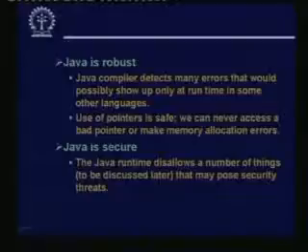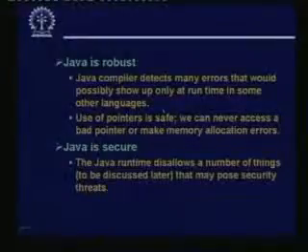Java is robust. Robust because the Java compiler is able to detect many errors that would possibly show up only during execution in some other language like C. One problem we often face when we write a C or C++ program is that there is some error in the program logic, but the compiler does not give any error. Only during execution we get an error, segmentation fault or some other kind of error. In Java, many of these kinds of errors will be detected during compilation only.